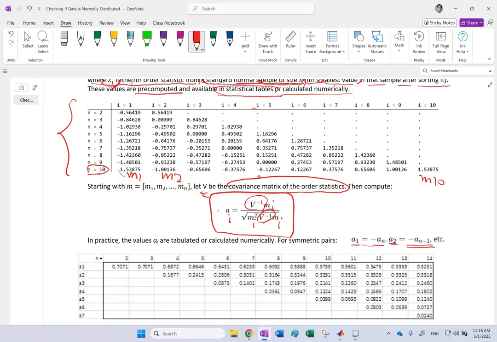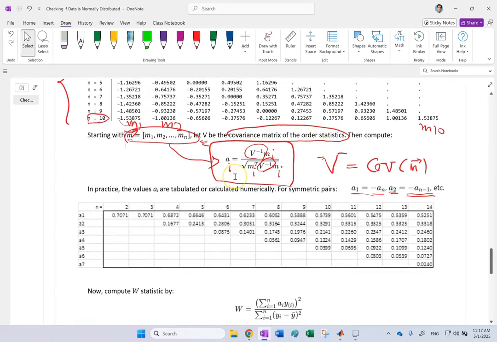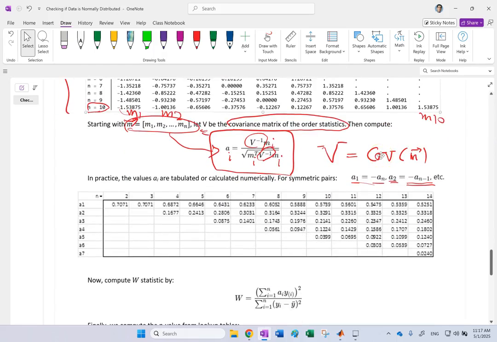Okay, and there are N of these A's, which come from these M's. So once you have these M's, you calculate these A numbers from this formula, and as I said, V is what? V is the covariance matrix of these M's. So that is the covariance of the M vector, and the M vector is this. Okay, so you calculate these A's. Again, most of the time you don't even need to calculate the A's. These A's are typically pre-computed for you for different N sizes.